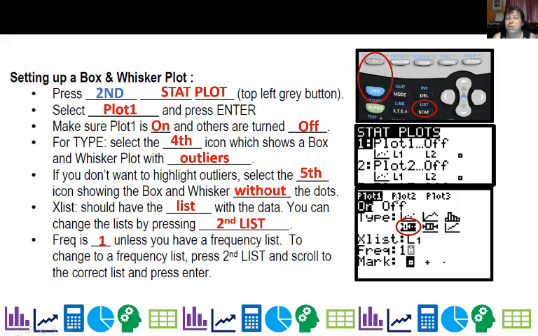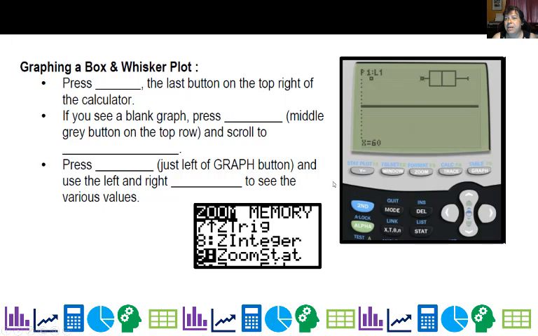So once we've got this all set up, we're ready to graph it. So guess what you're going to press? Graph, right there on the top right under the main screen. And if you see a blank graph, which most likely you will the first time, you're going to have to press Zoom right there in the middle. Then you're going to get a menu, and you're going to have to keep scrolling until you get to 9, ZoomStat. This is the zoom we use pretty much all year for all of our graphing purposes. So remember that one. Zoom 9 gets you to this picture right here.